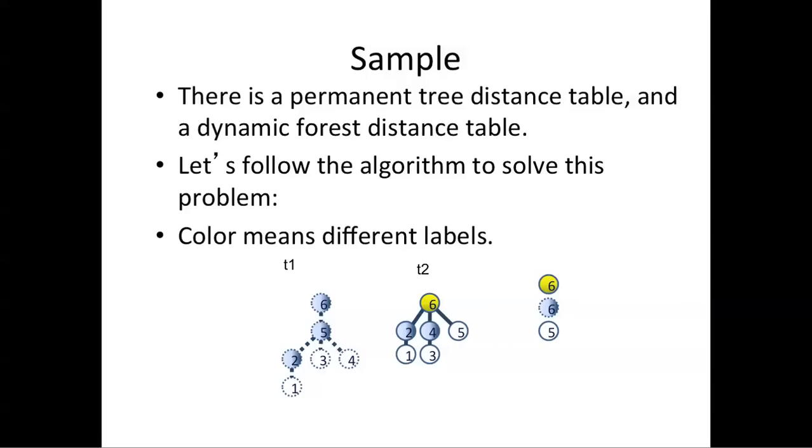Let's try to see it with a sample as graphical as possible. In this case, let's imagine that the colors mean different labels. So we have 3 different colors and we have 2 trees. The border of the nodes is different just to differentiate both trees.